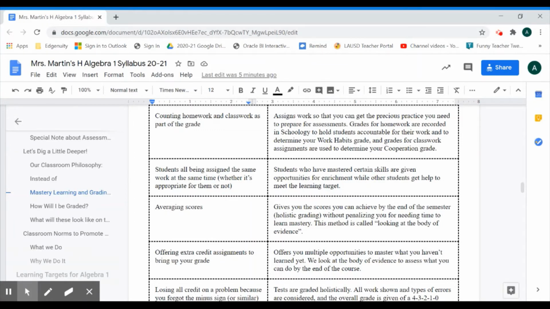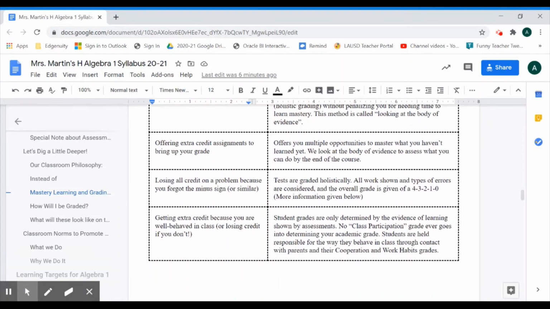Another thing that we used to do in traditional classrooms is average the scores. But I don't think that's very fair either. If you got a low score on one test, but a really high score on another test, you could still barely be passing a class, even though you've shown mastery in one and not mastery in another. For us, we're giving you scores that you can achieve by the end of the semester. So that means if you continue to grow and get better, you're going to replace older, lower scores to get a better grade by the end of the school year. I don't want to penalize you for needing time to learn and master your material. We call this looking at the body of evidence.